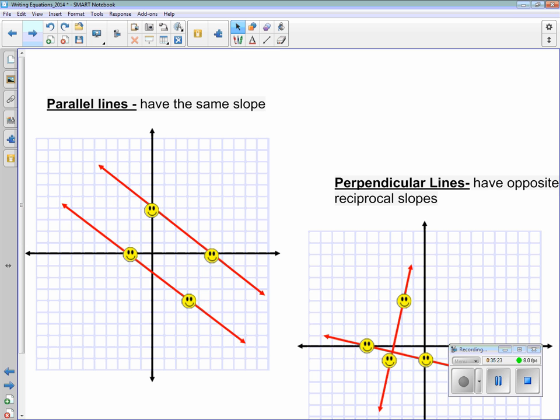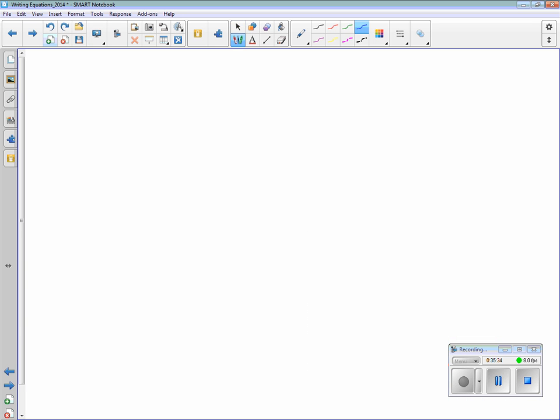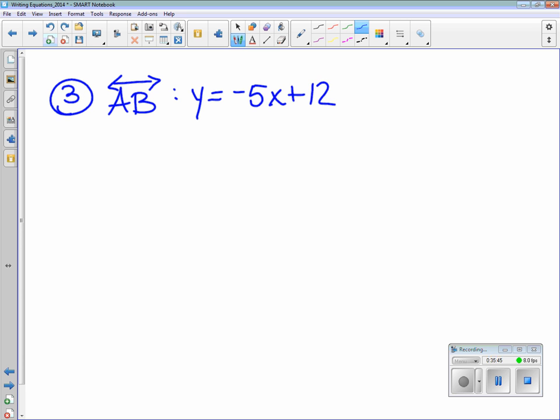I'm looking at question number 3 on the 3-8 practice. I have to write an equation, right? So if I have to write an equation, what information do I need? I need a point and I need a slope. What do I have? Do I have a point and a slope in number 3? Well, I definitely have a point. Would you agree?